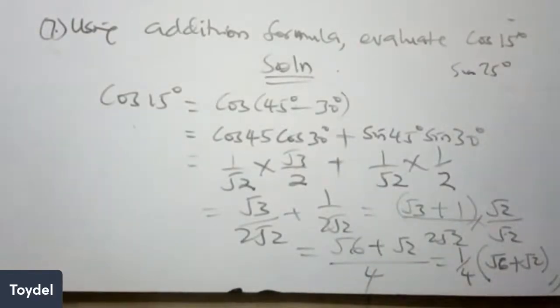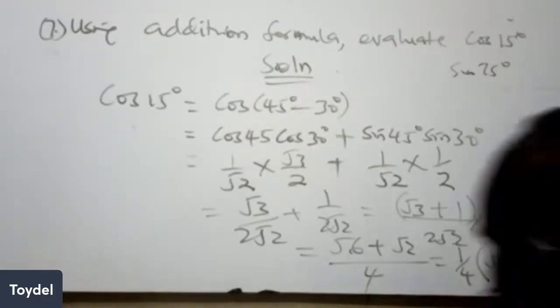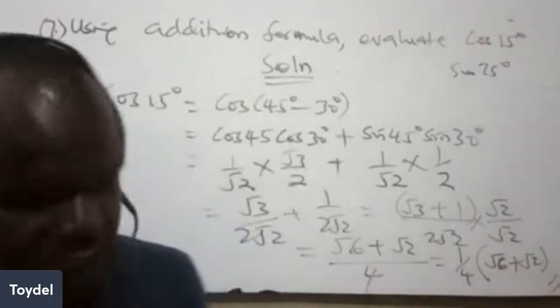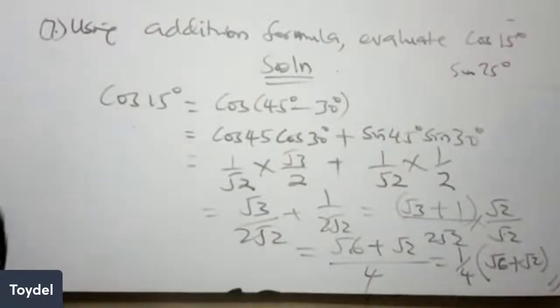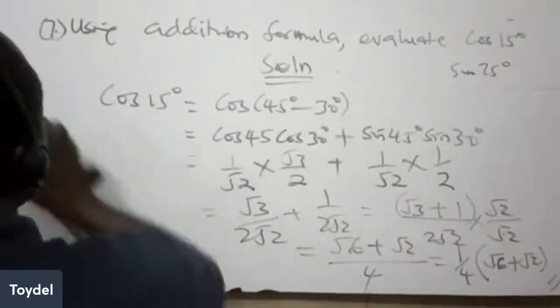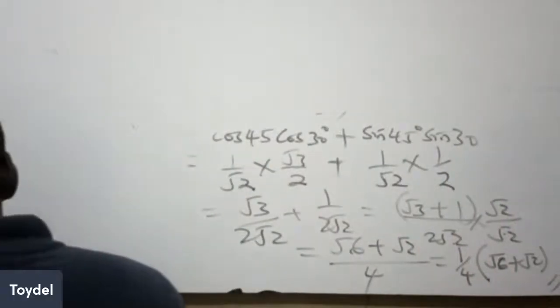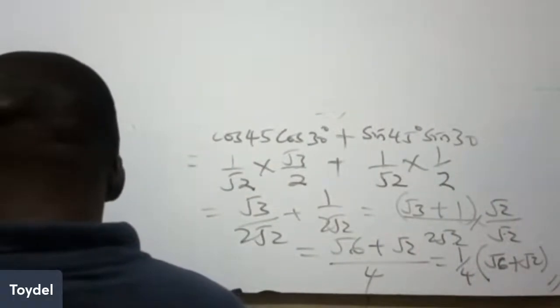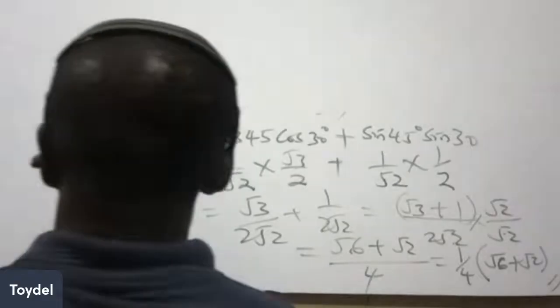So without the knowledge of addition formula, we may not be able to get this without using a calculator, because at times the question will say without using table or calculator, find cos or sine 15. So it is possible that you will be required to find angles that are not special angles. So that is it about special angles.